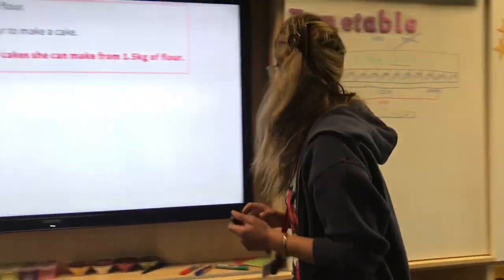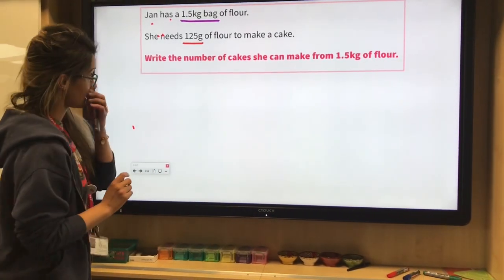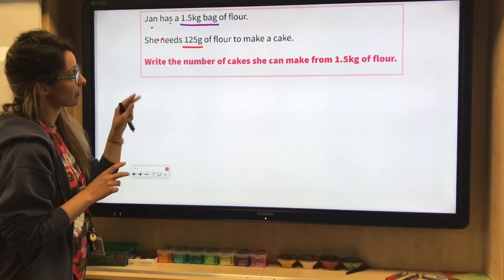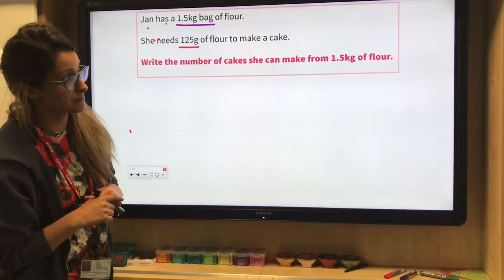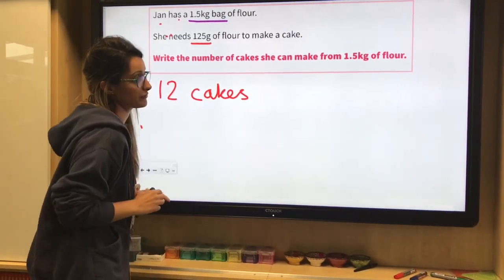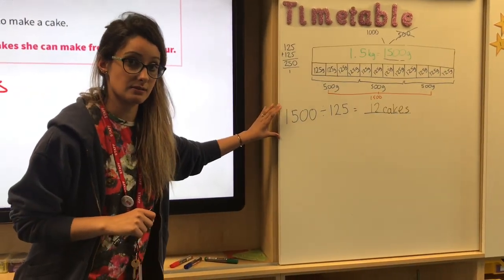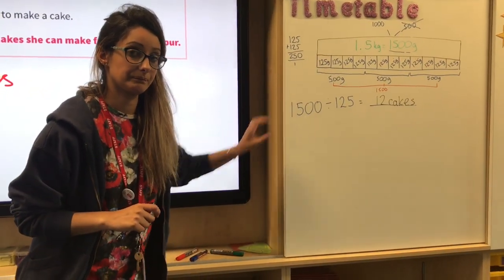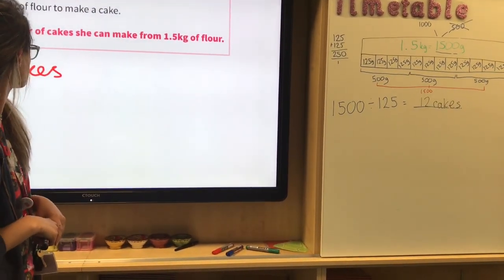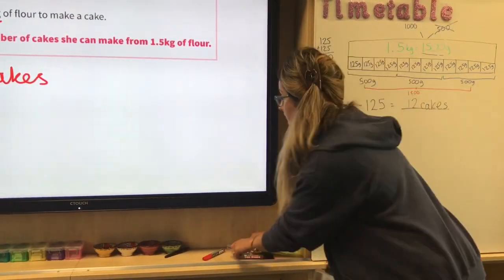So coming back here, Jan has a 1.5 kilograms bag of flour. She needs 125 grams of flour to make a cake. Write the number of cakes she can make from 1.5 kilograms of flour. My answer is 12 cakes. And I've used the bar model to show that and explain that. I've also included the number sentence underneath of what mathematically I'm doing. And we could also check our answer by doing 12 multiplied by 125, couldn't we, Mrs. Gale? Just to make sure that we've got the accurate answer. And that in fact it gives us a total of 1,500.